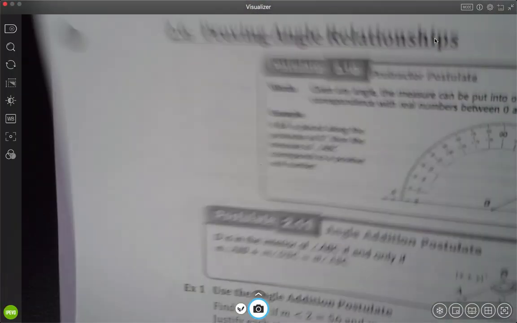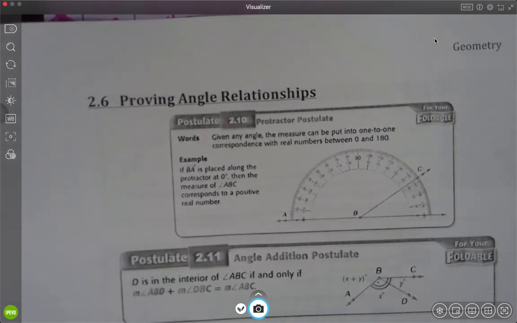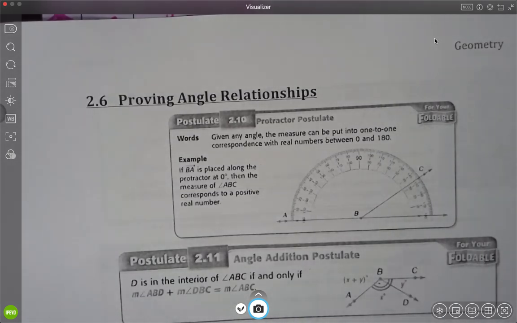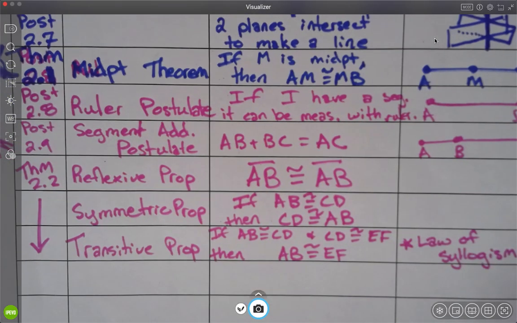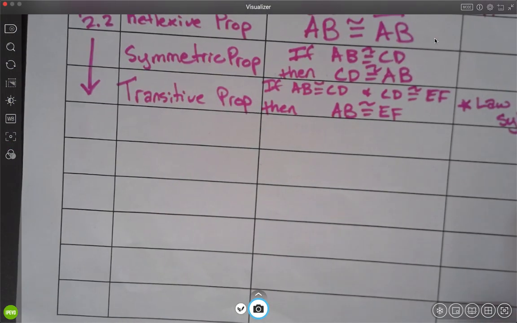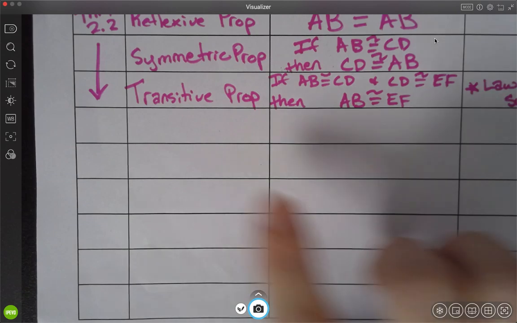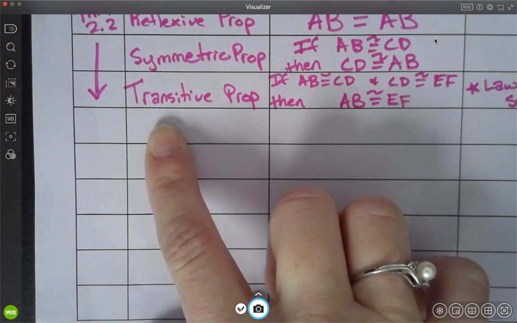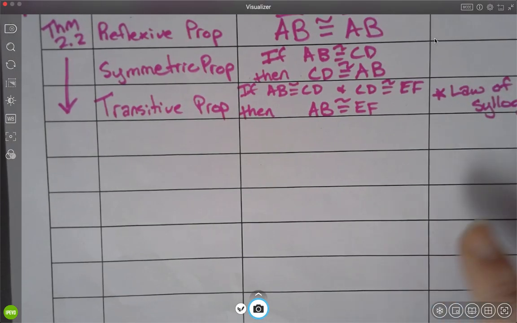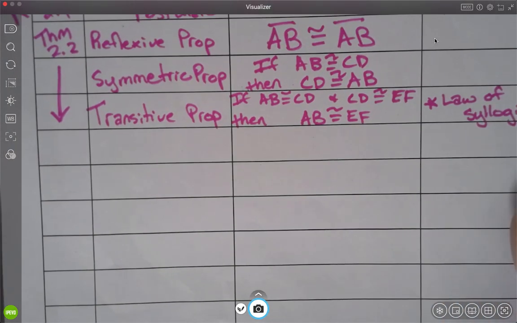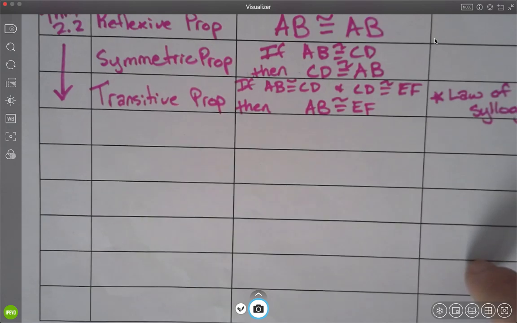This is section 2.6. We filled out some theorems on the theorem sheet yesterday, the ones from when I was gone. So now we are sixth from the bottom, I said. If you need to at some point steal my sheet or somebody else's sheet, you can do that. If I have time today, I may even scan this and put this up on Google Classroom when I post this video.